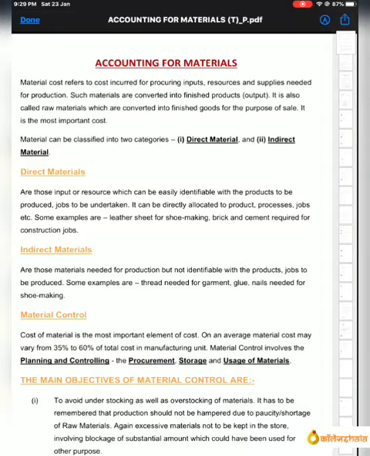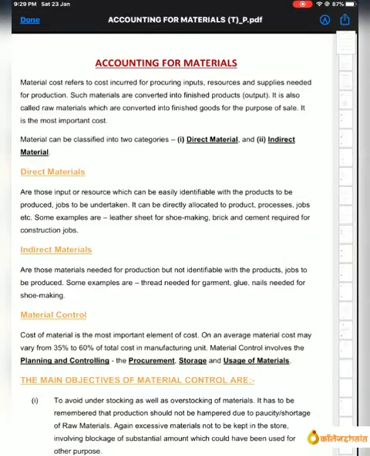Hello students, I am going to start a new topic, accounting for material. This is one of the most important chapters of cost accounting. First of all, we have to know the concept of material.